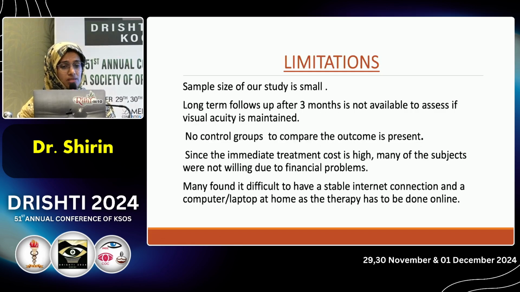Limitations were that the sample size of the study was small and long-term follow-up after 3 months is not available to assess. And also, since the immediate treatment cost was high, many of the subjects were not willing due to financial problems, and many found it difficult to have a stable internet connection and a computer or laptop at home, as therapy has to be done online.